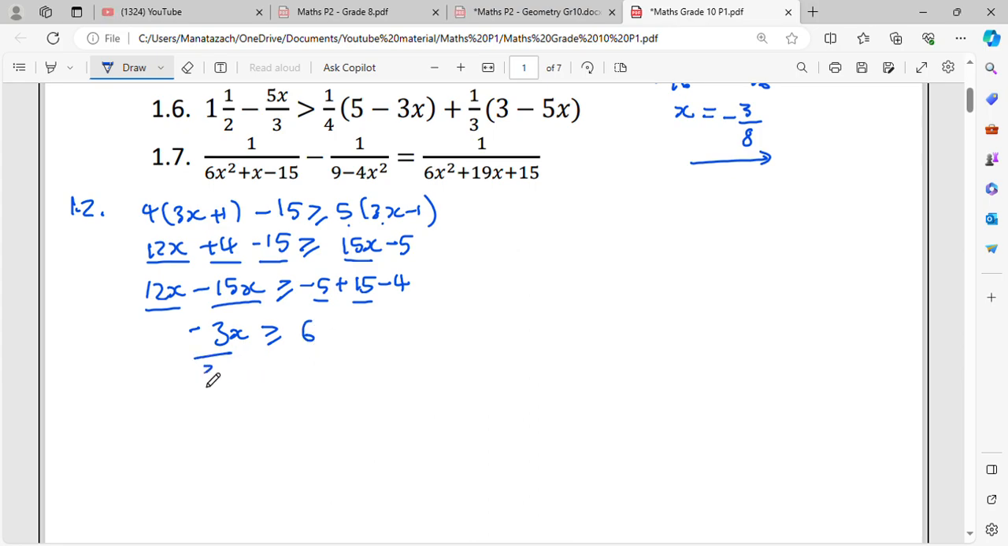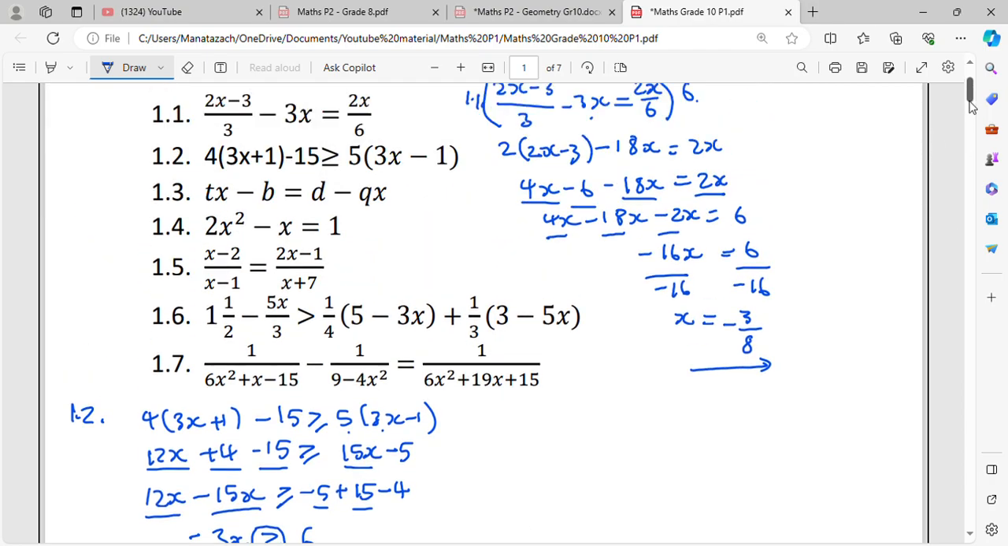So from here we'll divide by minus 3. So x is equal to, so when you divide by a negative number, this sign here will change and face the opposite side. So 6 divided by minus 3 is going to be 2. So this will be our answer. Then let's go to the next question. Question 1.3.